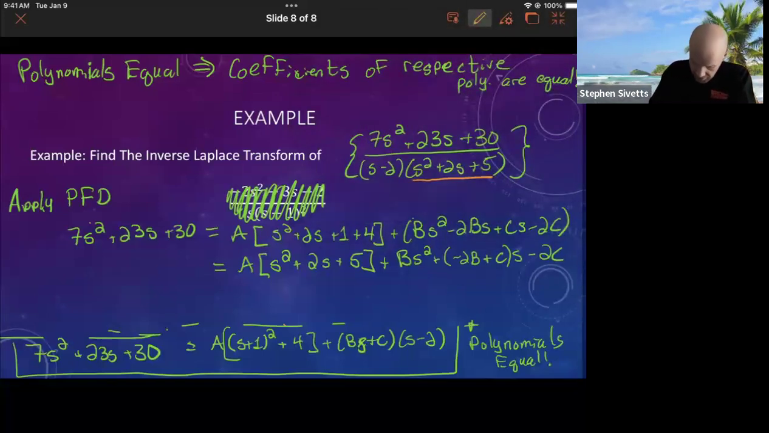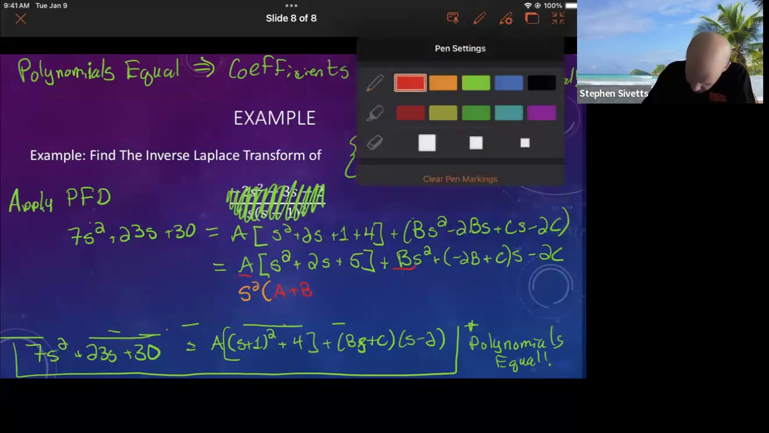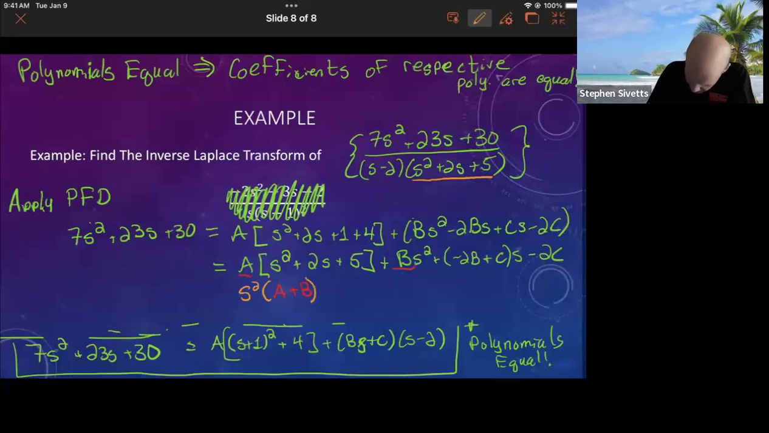So first, let's deal with the s squared terms. So for s squared, we have a and then b, and that's it. So a plus b. Okay. Next, we're going to deal with the s terms.